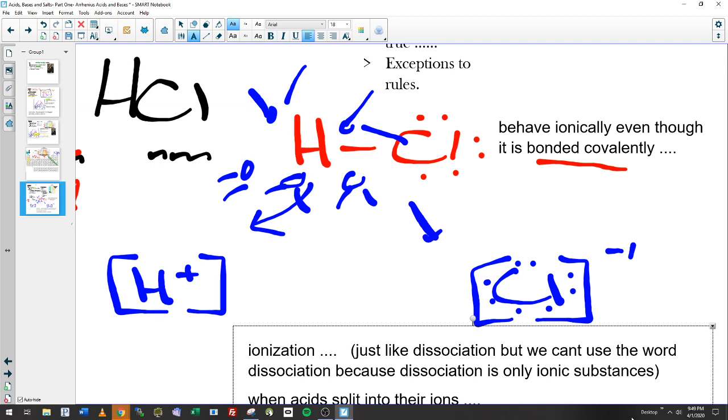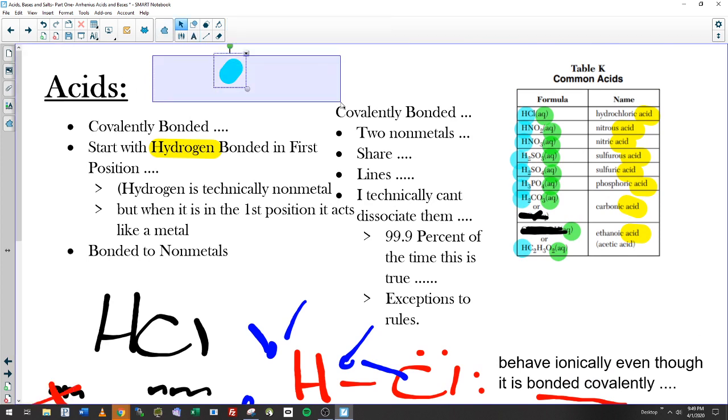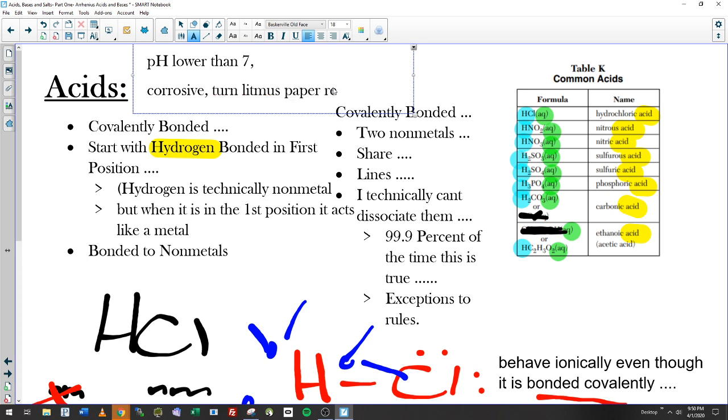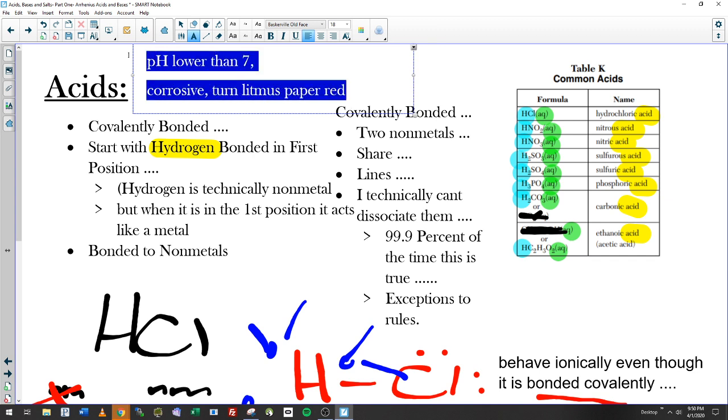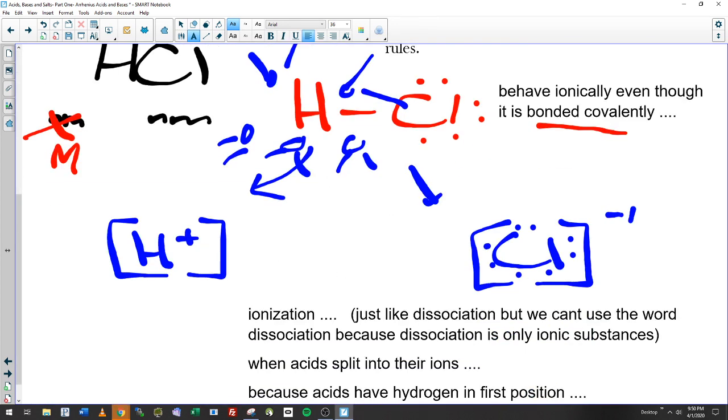Very different. When they ionize and they have these mobile charged particles, they end up with very specific properties which you saw in the review book. Let's just type this out and then we're going to call this a night. Acids have a pH that is lower than 7. They are corrosive, which means that they cause things to decay and rust and oxidize. They will turn litmus paper red. That is something we'll talk about in a different stream, but these are just properties of acids. And the reason why they have those properties is because of this process.